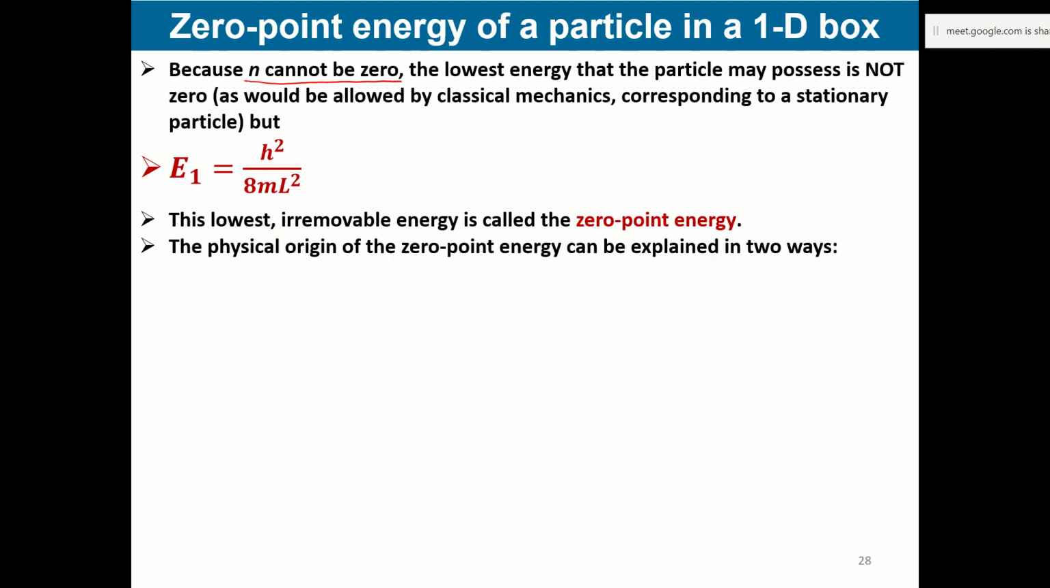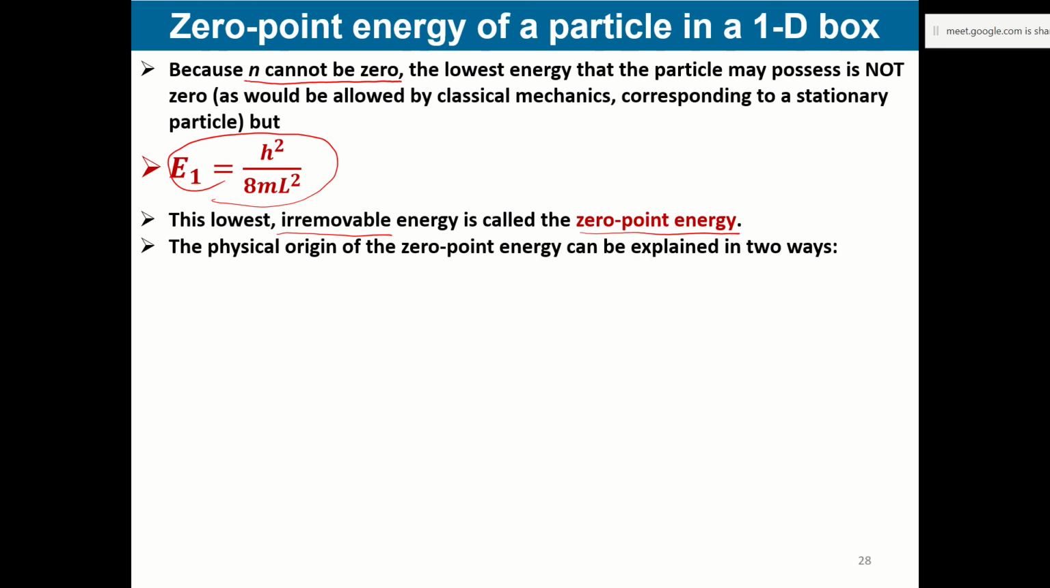Irremovable: to remove energy, what do we usually do? If we keep cooling, the energy of the particle decreases, and finally we suppose that at 0 Kelvin everything should stop, no motion should be there. But this is one example where the energy cannot go to zero; there will be some amount of energy associated with it no matter what you do. That's why we say it is irremovable energy, and we call it zero point energy.